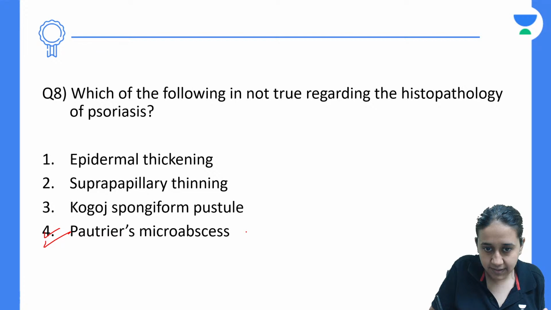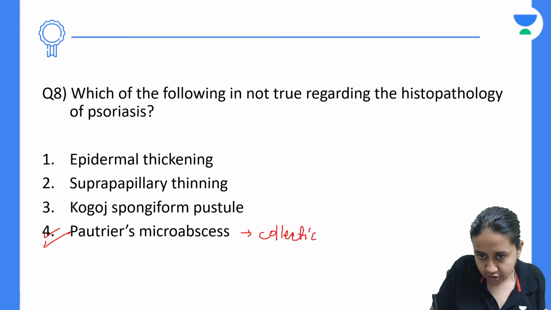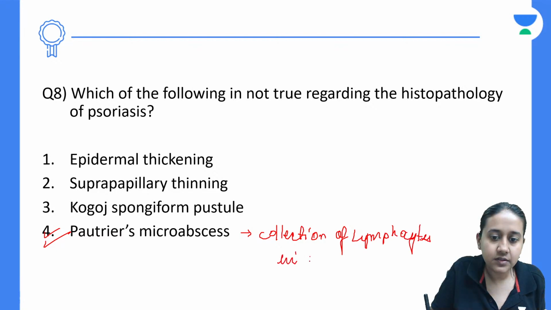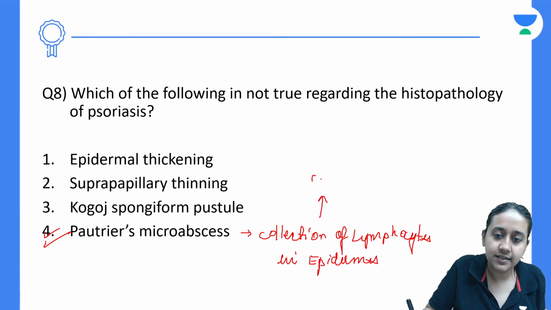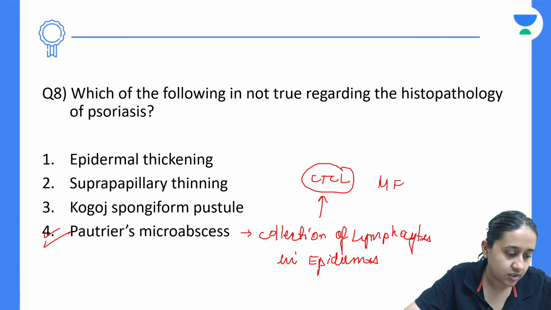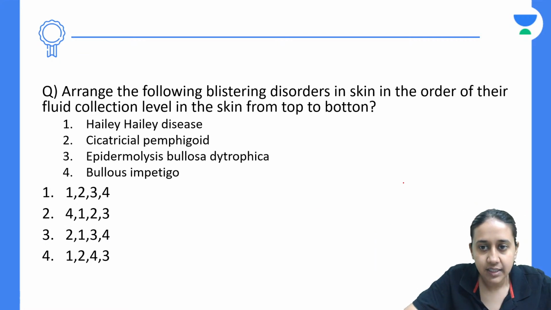Pautrier microabscess is a collection of lymphocytes in the epidermis, and please remember it is a feature of cutaneous T-cell lymphoma or mycosis fungoides. Cutaneous T-cell lymphoma or mycosis fungoides. Next.